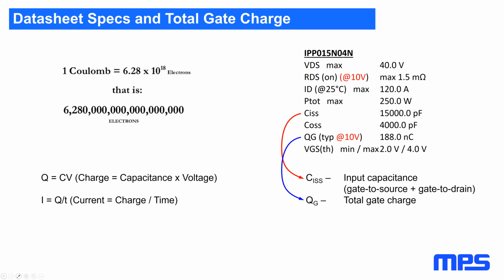Be careful here though, because you would need a constant 188 milliamps of current going into the gate for the full 1 microsecond. So we're essentially charging a capacitor, and most gate drive circuits are not constant current sources. They're just resistive switches. So the current will start out high and then drop, like any other RC circuit.